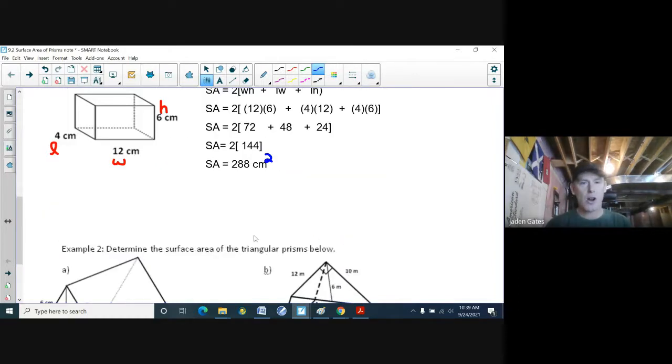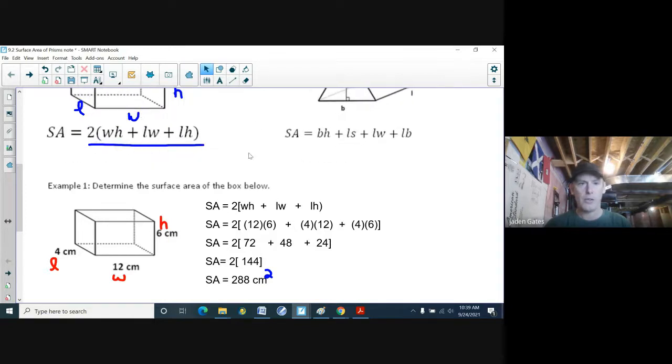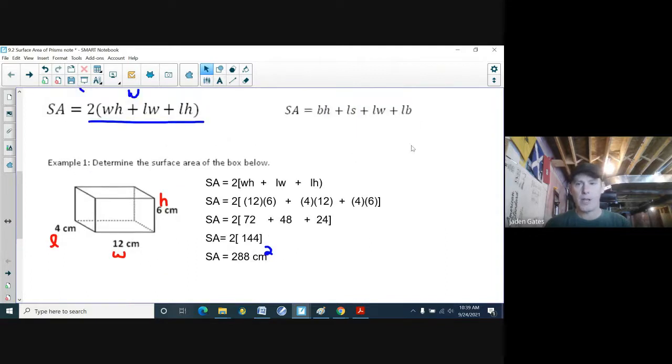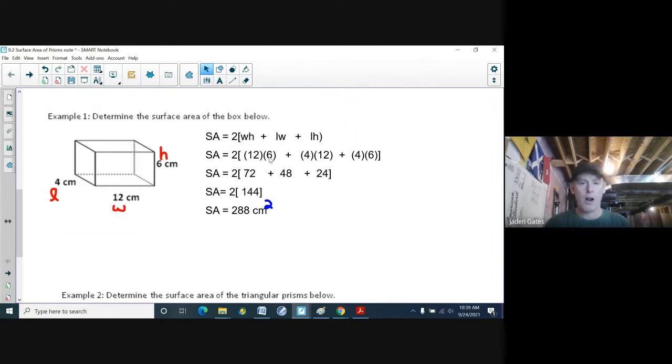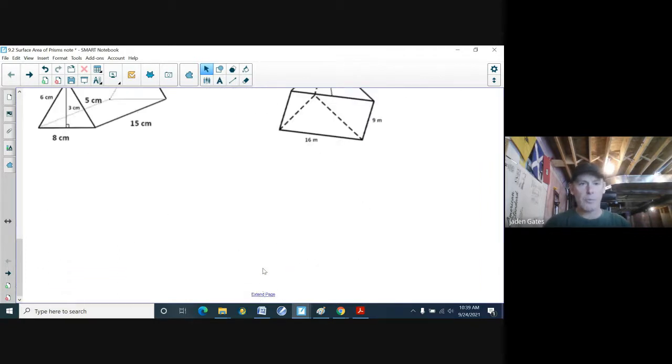All right, so that's our box. Now, I need the other formula here. Let me see if I can copy this. Whoa, it won't let me do that? I thought it would. All right, I guess not. Fair enough. So now I get to the triangular prism.